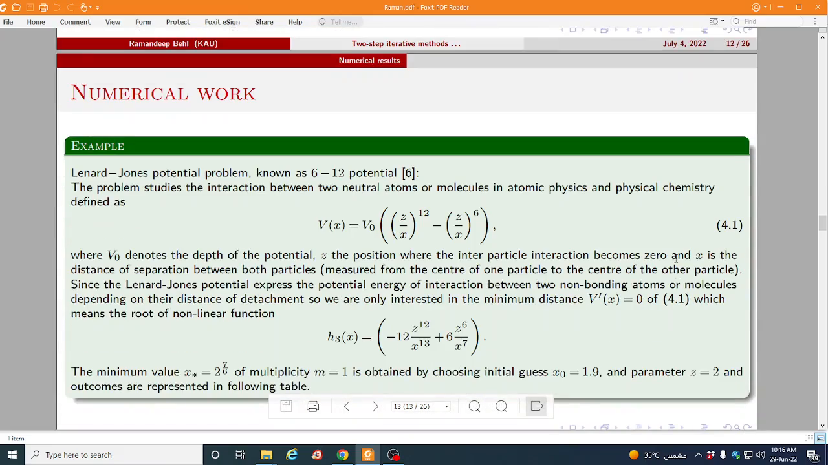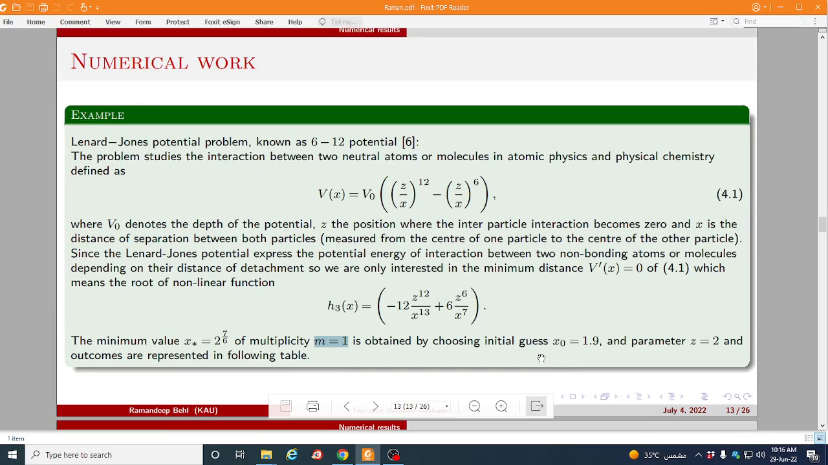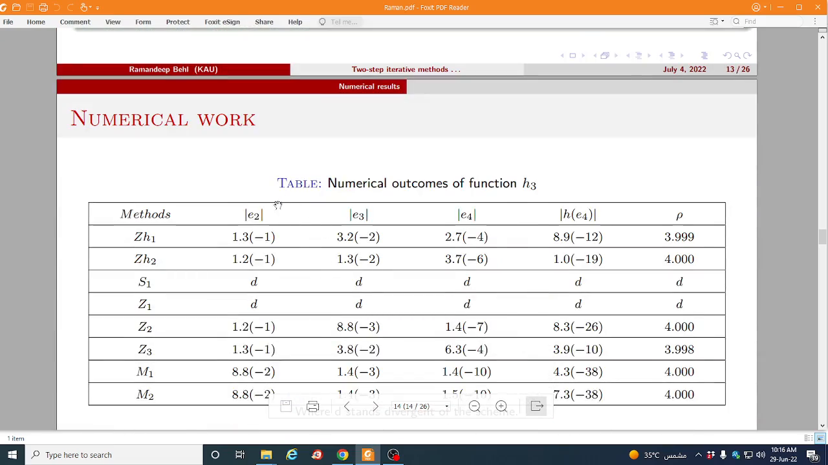Next, we choose another problem of potential problems, the Lennard-Jones potential problem, which is given here, 4.1. Once we use the values of some parameters, we can get this equation. So here the minimum value is this one, and we choose m = 1, multiplicity 1. We want to show that our method also works for simple roots as well. So here are the numerical results.